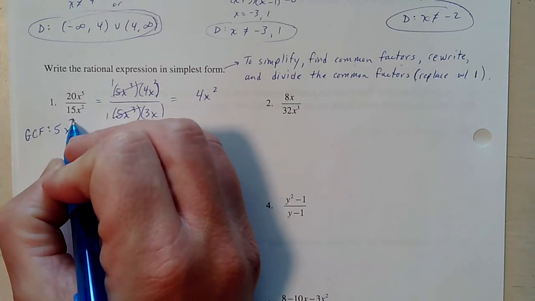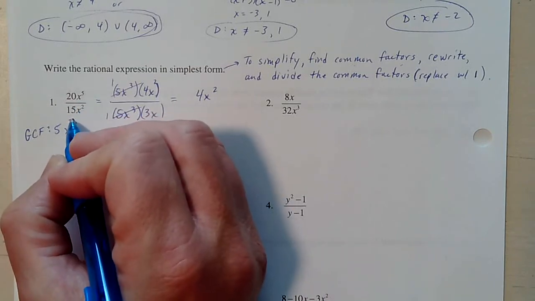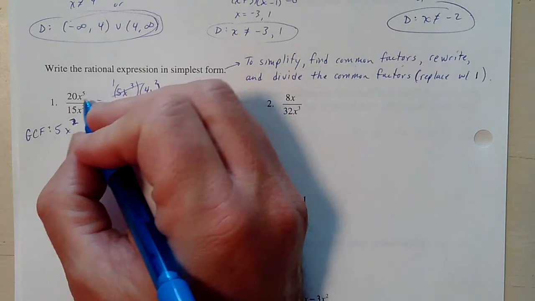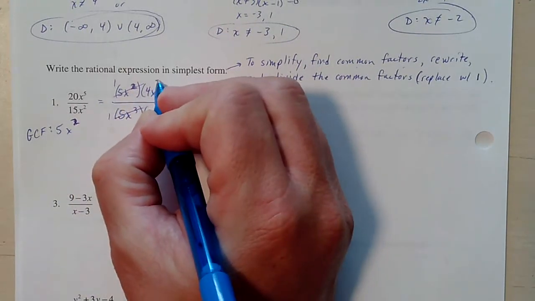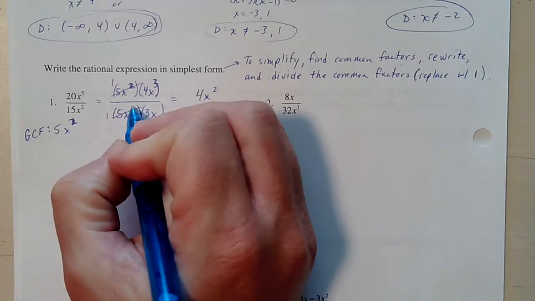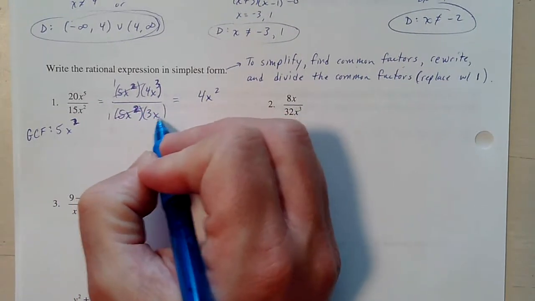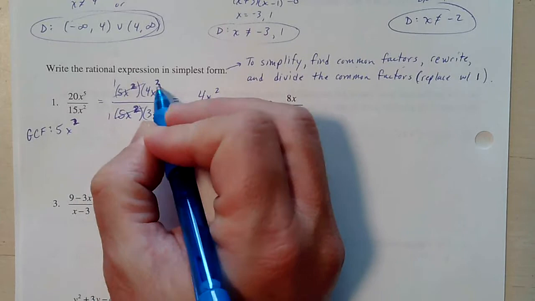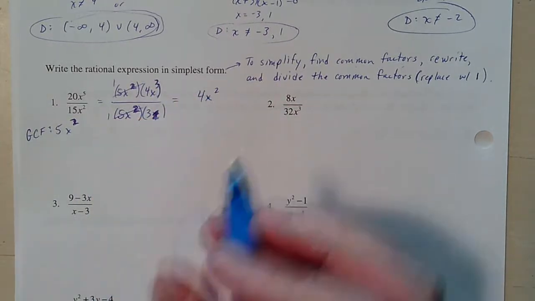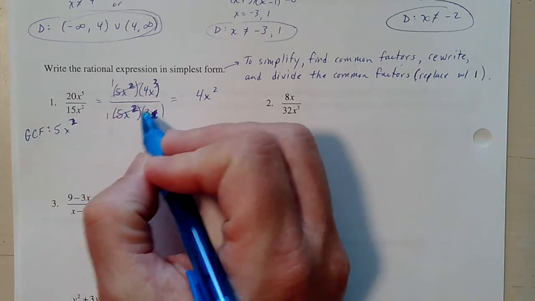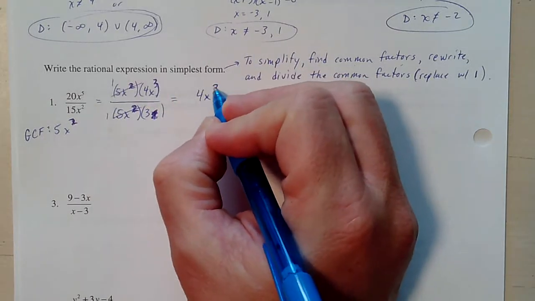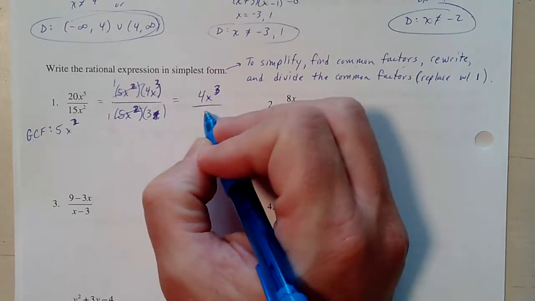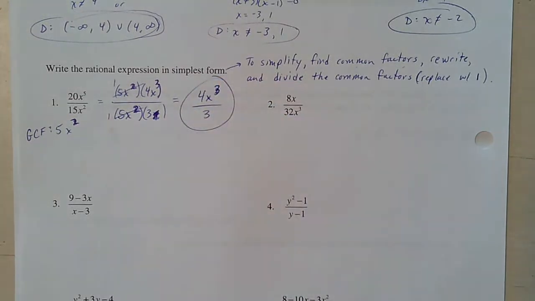I got to correct this. Sorry about that. It's 5x squared that is in common, not 5x cubed. So I had to take out a 5x squared here, meaning this is 4x cubed left. This is an x squared, so all this is a 3. So when those divide out, we're left with 4x cubed over 3. There we go. Sorry about the mistake.